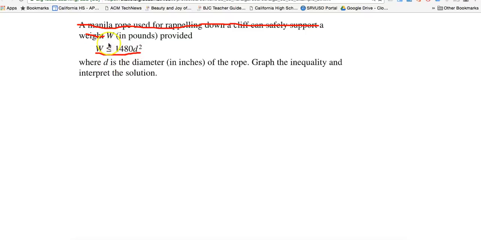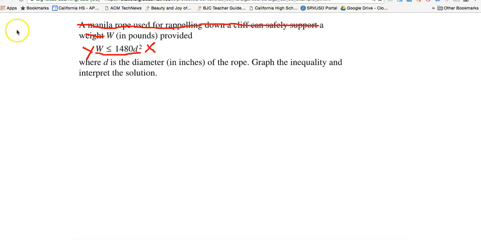Now, we need to look at what is dependent and what is independent. One way to look at this is that the diameter depends on the weight. Is that true? Does the diameter of our rope depend on the weight? No, that's not true. The weight depends on the diameter of the rope. The weight supported is dependent upon the diameter. So when we graph this, W becomes our Y value, and the diameter is our X.